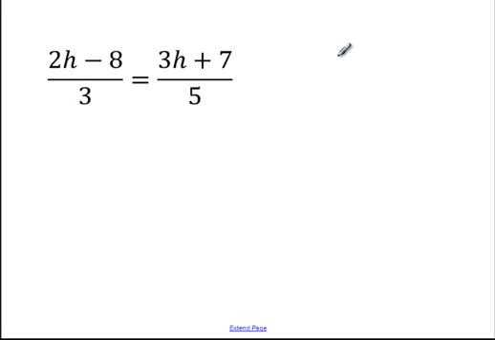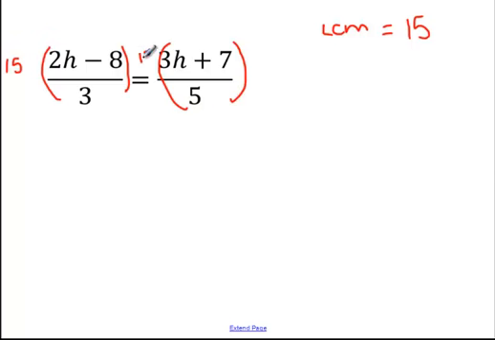So I've got (2h minus 8) over 3 is equal to (3h plus 7) over 5. Step one again is to multiply, not by the denominator, but by the lowest common multiple of both of those denominators. So the lowest common multiple of 3 and 5 is 15. So I need to multiply both sides by 15. So I'm going to do 15 times this, and I'm going to do 15 times this one. It might get a bit messy, so I apologize.